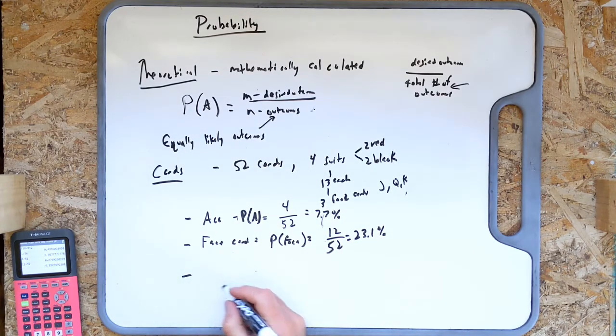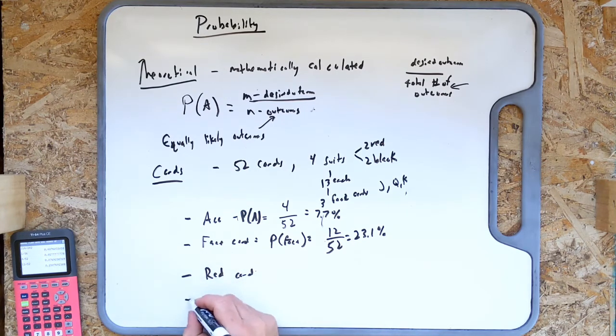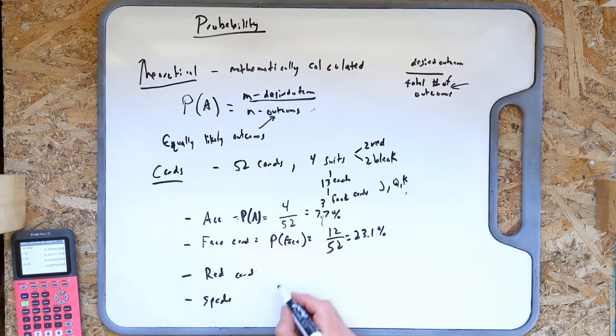Okay, I'll give you a couple more to do yourselves. Tell me what is the probability of getting a red card if you randomly pull one out, and what is the probability of getting a spade? So pause there so you can get those 2.